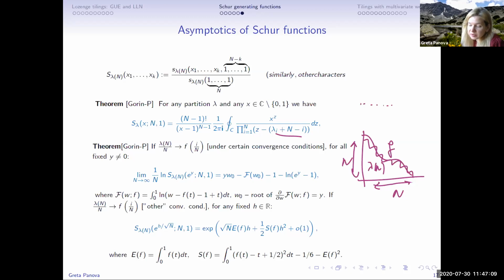And then when we do the rescaling, we will normalize by n. This will be bounded, so we can actually take the limit in this case.